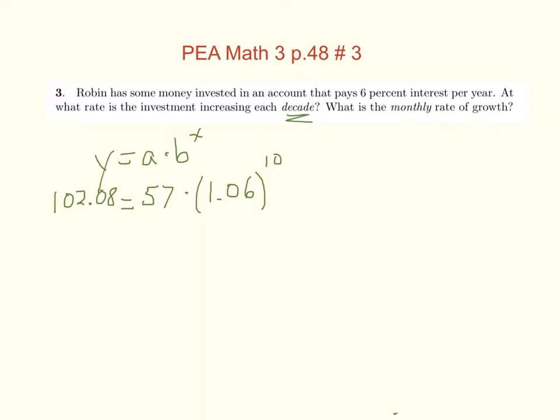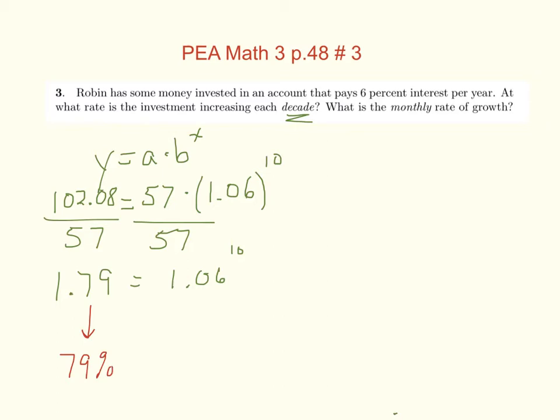There are a couple of ways to think about this. If the new amount is 102.08 and I want to see the growth, I can just divide 102.08 by our original 57. What do you get when you do that? 1.79. You could just do 1.06 to the 10. Why do we do all that? I just wanted you to see where it comes from. So our percentage of growth is 79%.